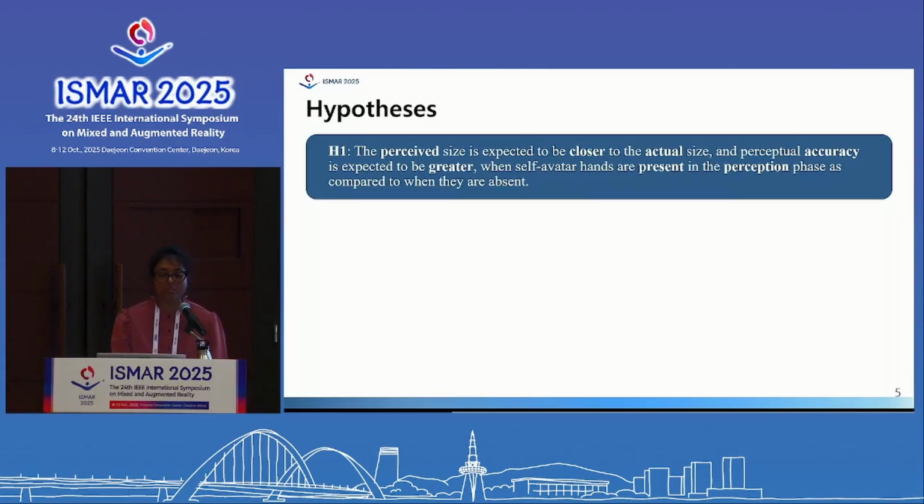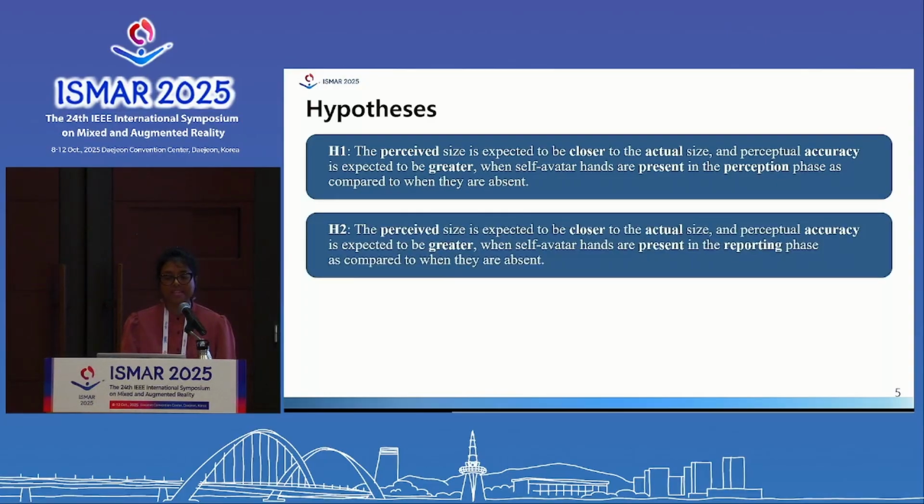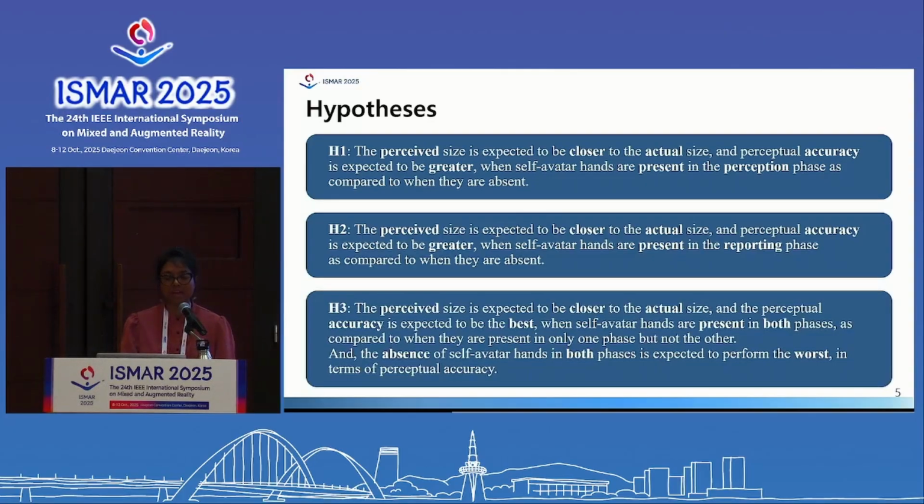Our first hypothesis focused on the perception phase with an expectation of better size perception with visible hand avatars. Similarly, the second hypothesis focused on the reporting phase with an expectation of better size perception with visible hand avatars. And the third hypothesis considered perception and reporting phases together, with better size perception expected when hand avatars were visible in both phases and worst size perception when hand avatars were absent in both phases.